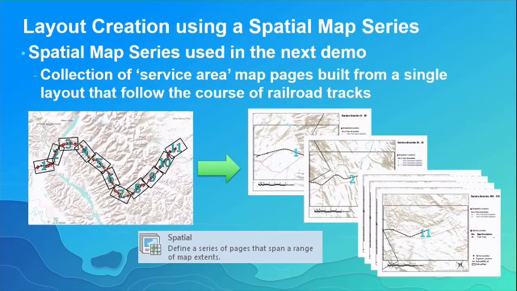So in our next demo, I have a collection of service area map pages, but they're built again from a single layout, and they follow the course of some railroad tracks. I've used a geoprocessing tool to provide the polygons along my railroad tracks. You can see that on the map on the left side. So I have polygons from 1 through 11.